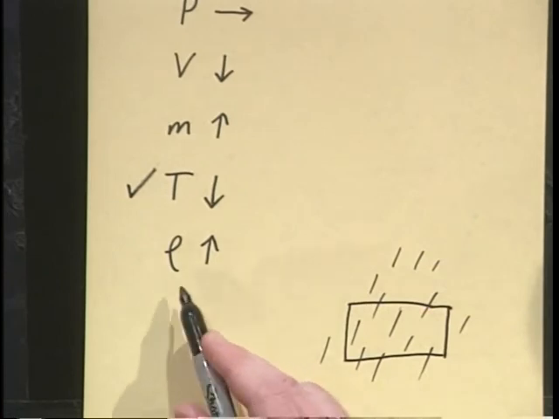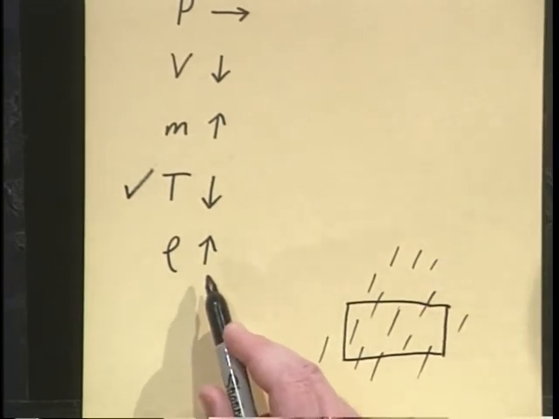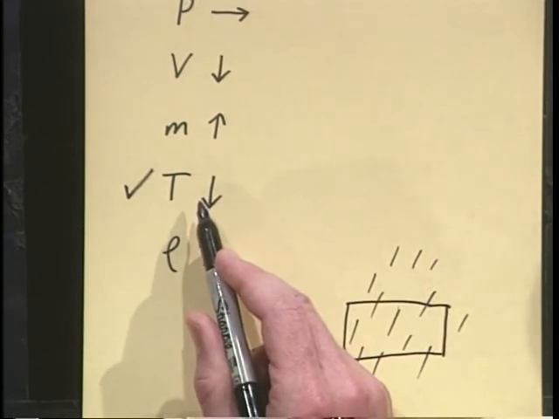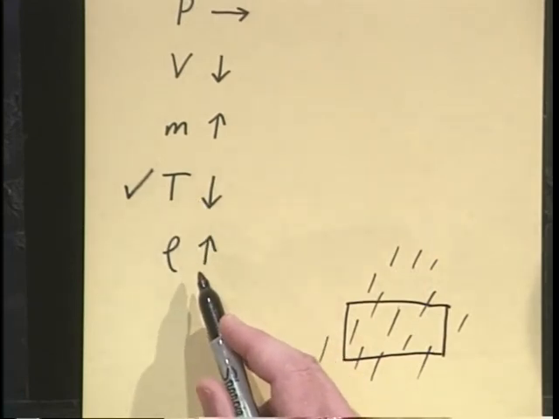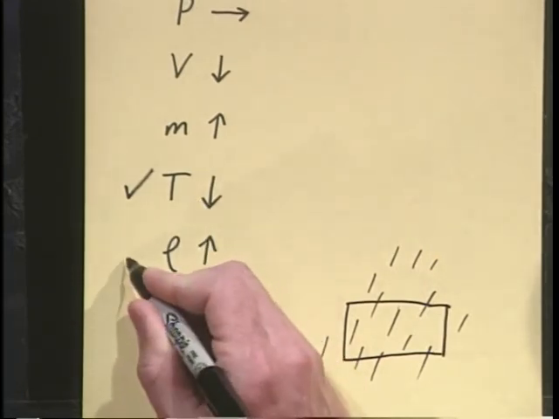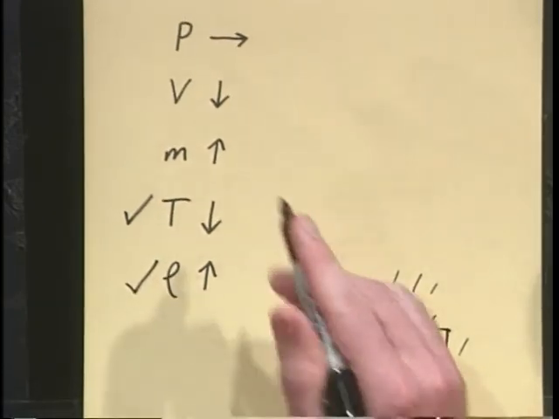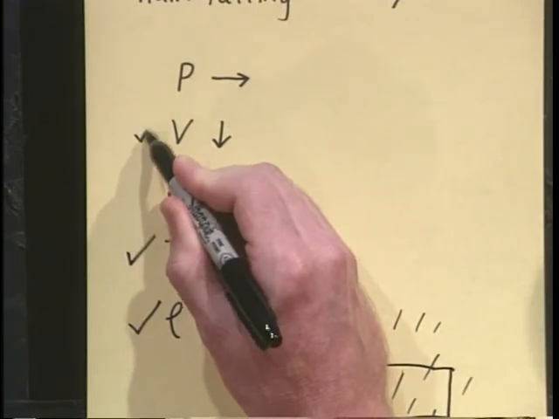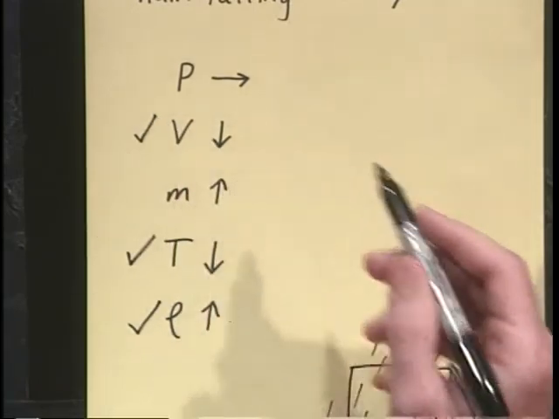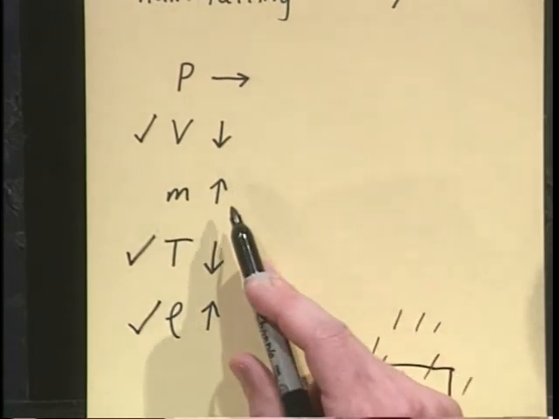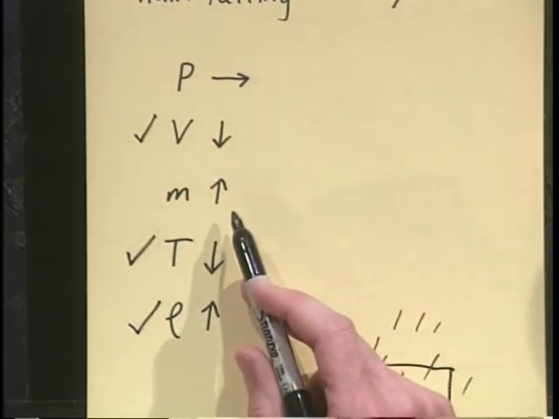The density would be expected to increase. Since you're decreasing the temperature, the molecules are going to get closer together, so that is going to increase the density. If the density increases, the volume is going to decrease somewhat. The mass and pressure are not going to change very significantly.